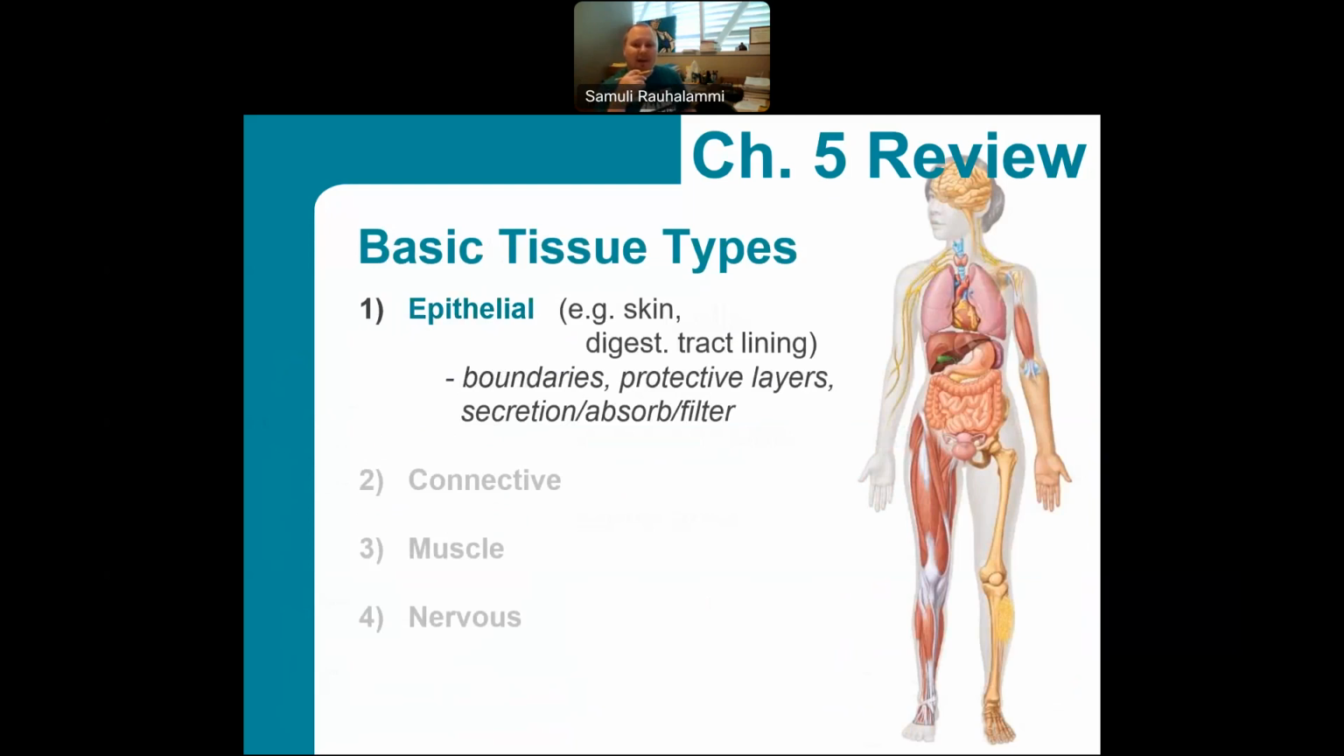If we look at epithelial tissues, like I mentioned, skin would be a good example. We also see epithelial tissues, for example, in the digestive tract lining. And these form boundaries or protective layers and also facilitate secretion, absorption, and filtering through these layers. So it's an important tissue type that does an important role in our body.